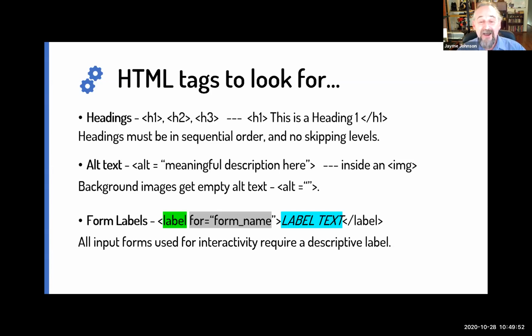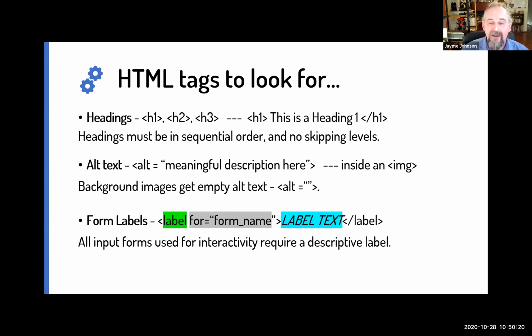But now if you have the desire to take it to that level, make sure you've got headings, and that will go so far. The next one is alt. Look for the alt tag and make sure that there is a meaningful description. And I gave you an example here. You've got your alt equals quotes, meaningful description here, end quotes, and then your end bracket. That's always going to be inside an image tag, which is IMG.